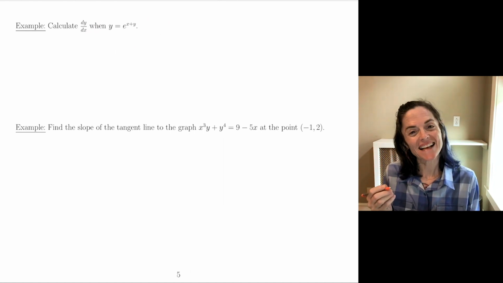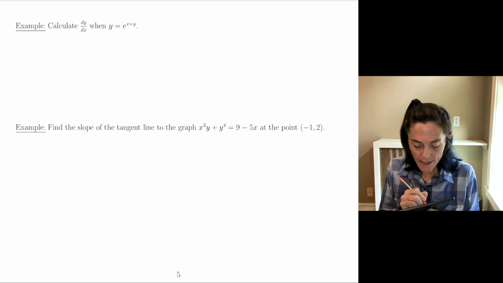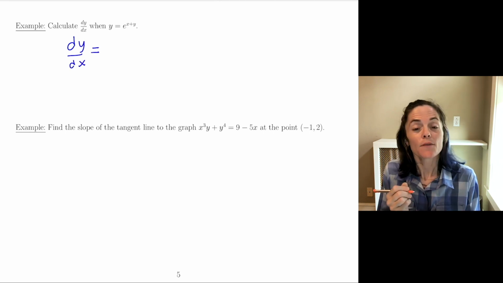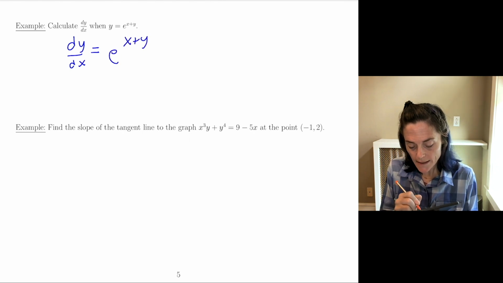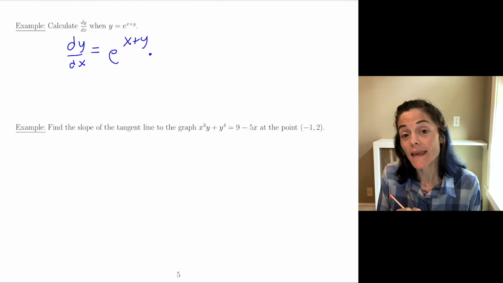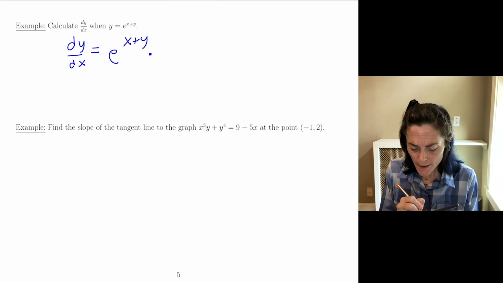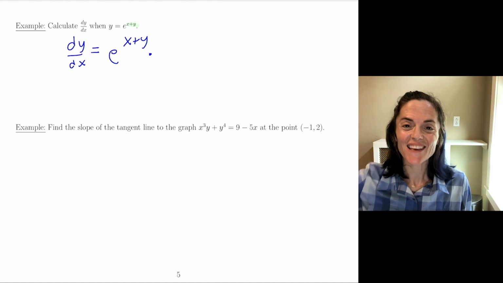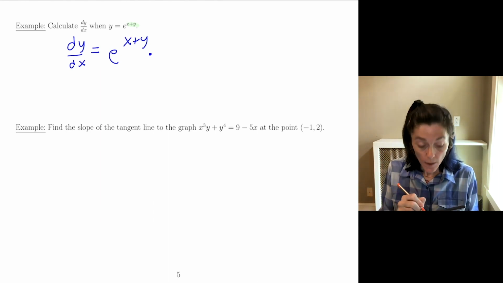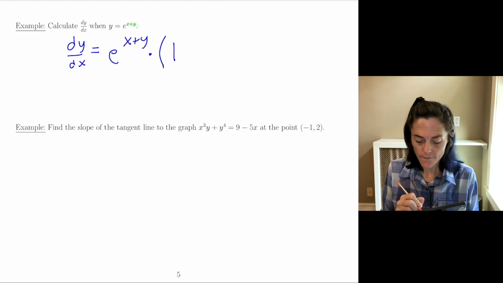Let's differentiate both sides of the equation. The left-hand side becomes dy/dx. The right-hand side, we have e to the x plus y. That's the derivative of the outside, because I'm thinking here, this is my inside function. So derivative of the outside, evaluated at the inside, then multiply by derivative of the inside function.